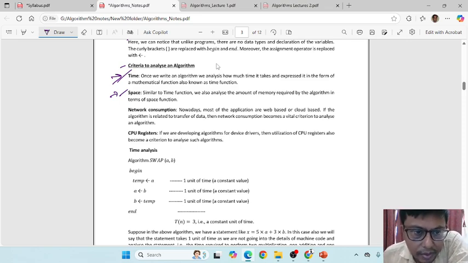So what is a time function, or time complexity, for an algorithm? Once we write an algorithm, we analyze how much time it takes and express it in terms of mathematics. As I told you, it's a mathematical function. So we express the amount of time required by the algorithm in mathematical format. That is your time function. And the space function is how much memory the algorithm consumes, which we again express as a mathematical function, generally known as the space function.